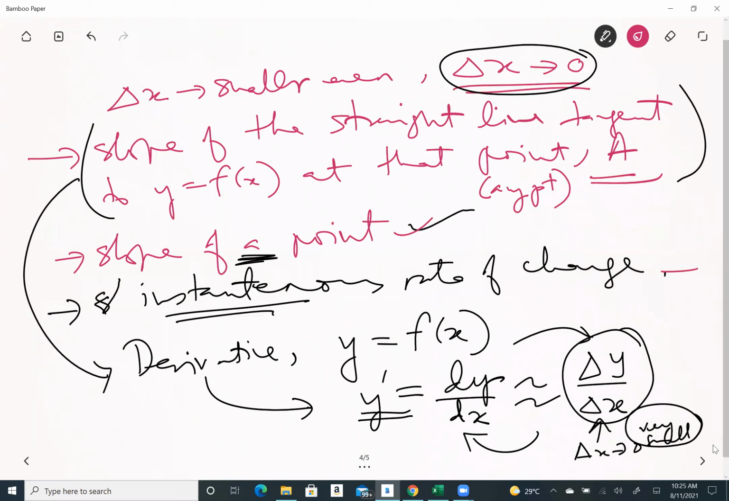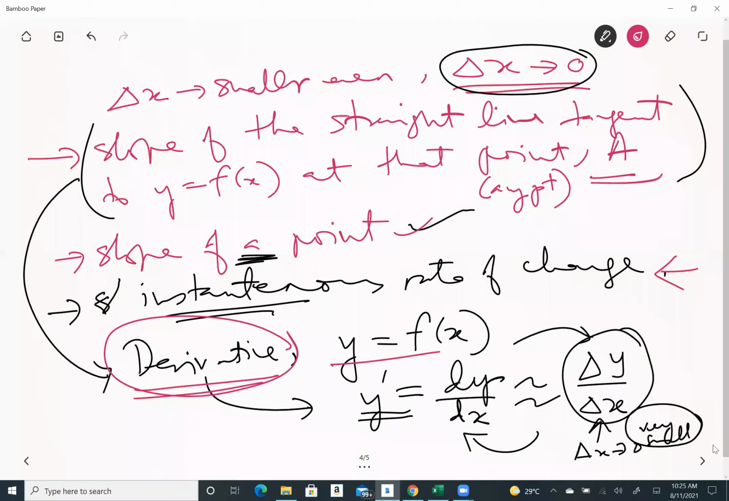Sometimes you call it instantaneous rate of change. So that is measured by what? Measured by the derivative. And what is the derivative? Derivative is related to the slope, which we have discussed earlier. Delta x is very, very small, so you denote that by dy dx.